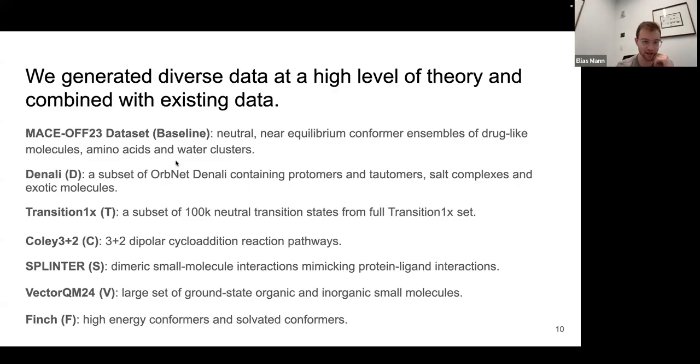One clarifying thing is these are all subsets or examples of public data sets where we took the structures and then recomputed them at a high level of theory. We recomputed them to be the same level of theory as MESOF, our MESOF baseline. Finch was one Corin actually made using a sort of metadynamic sampling. This is high energy conformers, so really strained structures, and then some solvated conformers as well.